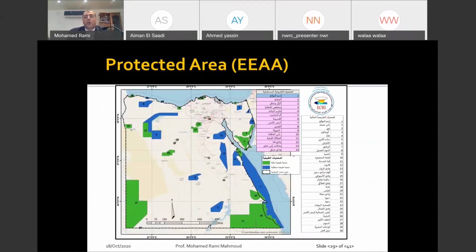The protected areas have been collected from EEAA, which we're going to present, the areas that shouldn't be touched or should be protected.